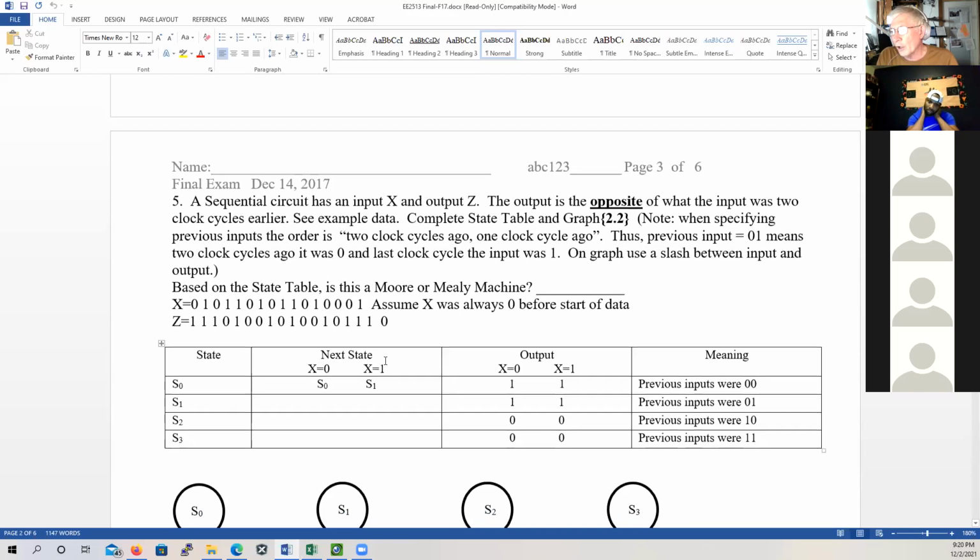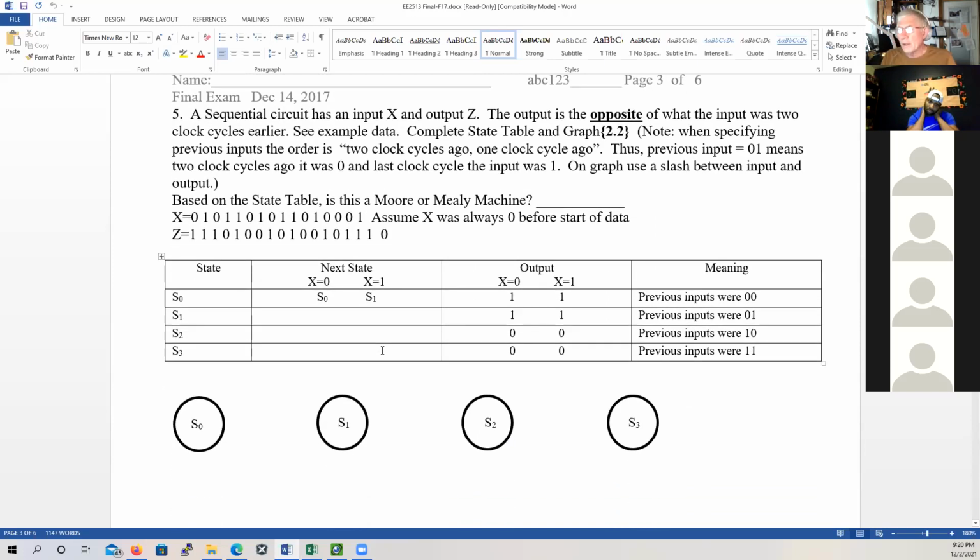Okay, moving on. So let's look at this one. Here's a sequential circuit with an input X and an output Z. The logic: the output is the opposite of what the input was 2 clock cycles earlier. Okay, and then there's some little example data. And so we want to look at the example data. The way to think about this, it's a little screwy, but you have to remember the 2 previous values.